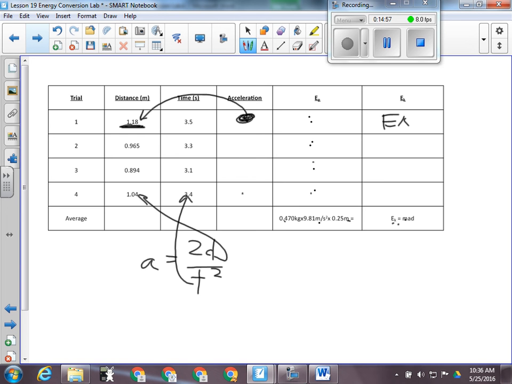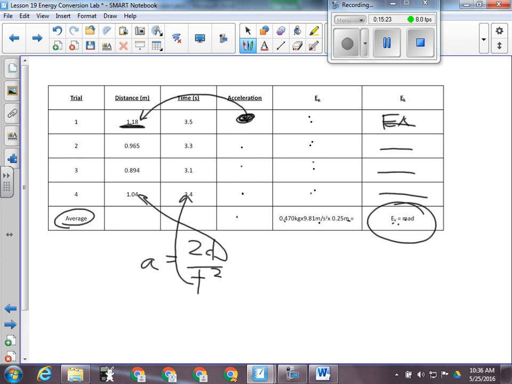You're going to calculate your accelerations for each one, and then down here, I want the average. We're going to calculate the average acceleration down here. So add these together and divide by 4. That's going to be the acceleration you're going to use. You're only going to do this calculation here once as well. You're going to do this one right here: M times A times D, using the average acceleration.